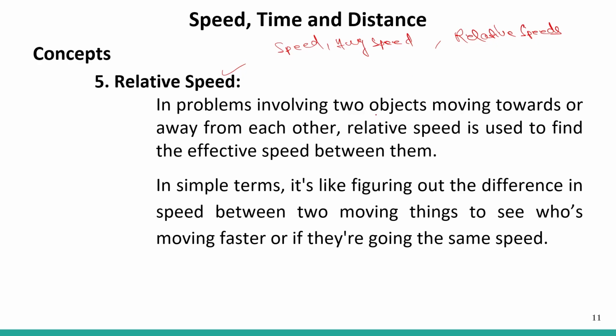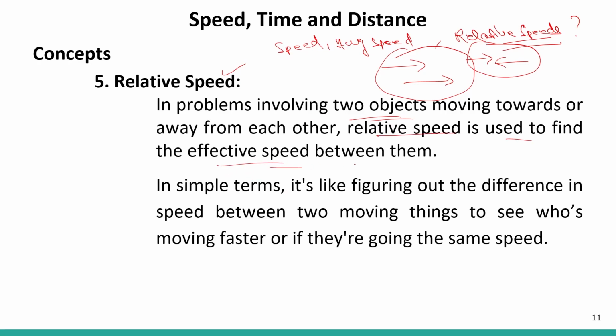So in problems involving two objects moving towards or away from each other, either they are moving in the same direction or they are moving in opposite directions. Either this case or this case, only one can happen. So relative speed is used to find the effective speed between them.